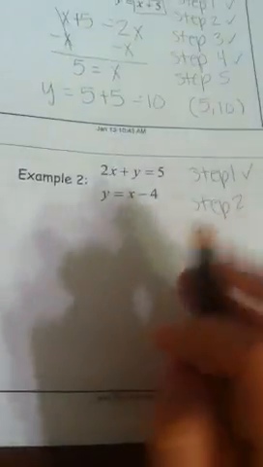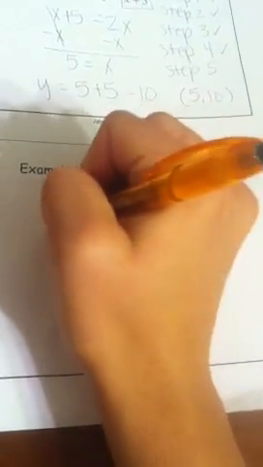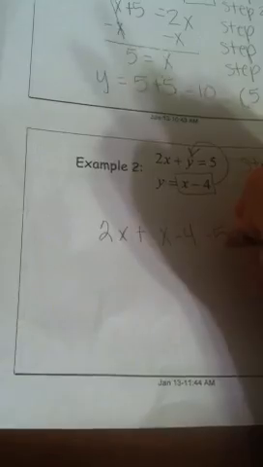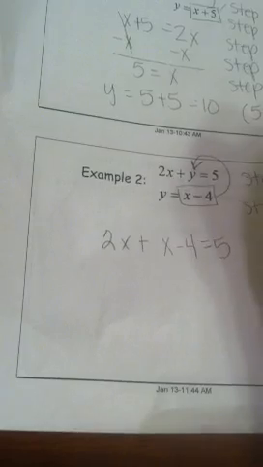Remember, step 2 is to plug the equation, whatever y is equal to, into the first equation, or into the other one. So we have 2x plus x minus 4 is equal to 5. So we've plugged it in, or we've substituted in that equation for our y value.